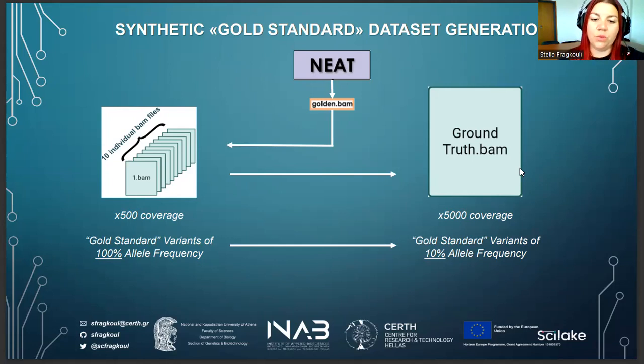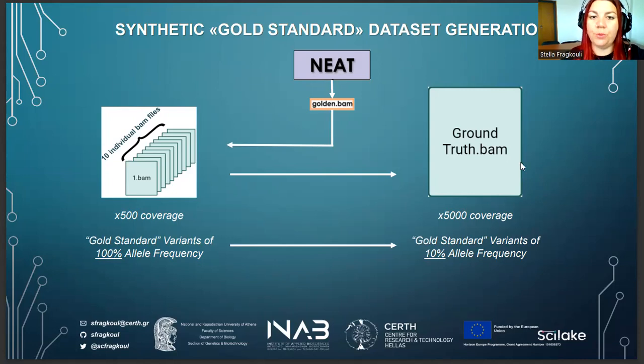To overcome this, we made 10 independent runs and produced 10 BAM files, each of 500 coverage. Then we identified the chromosomal position of all the variants that were at 100% allele frequency in each of those files and defined them as gold standard variants. Moving on, we merged all these 10 files into one final BAM, which now had a coverage of 5,000, and the allele frequency of our gold standard variants would become 10%.